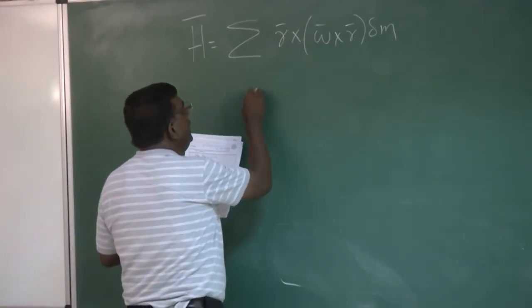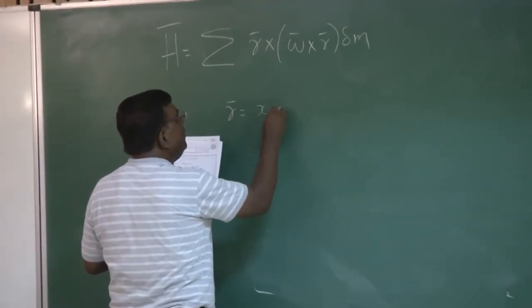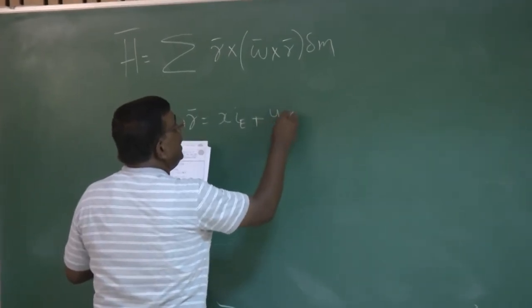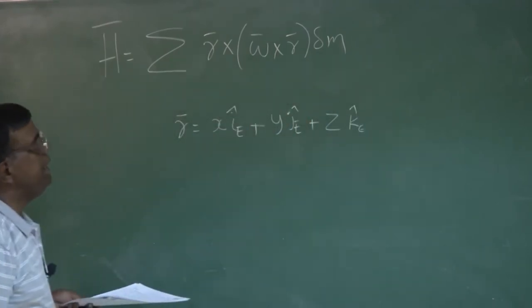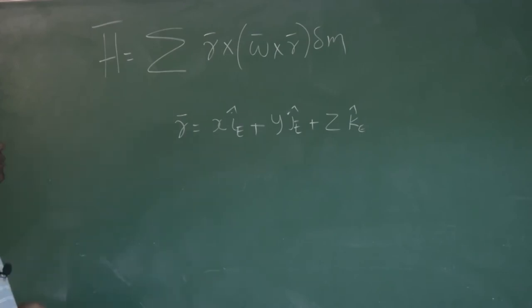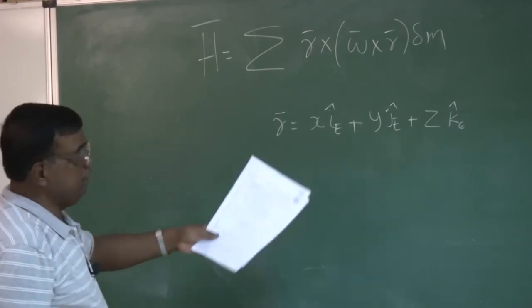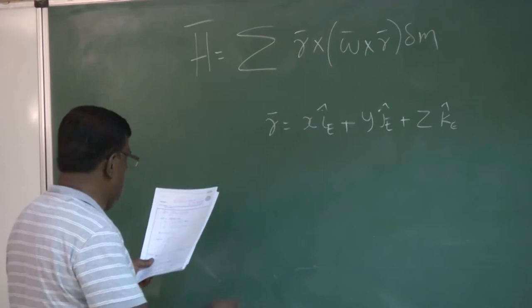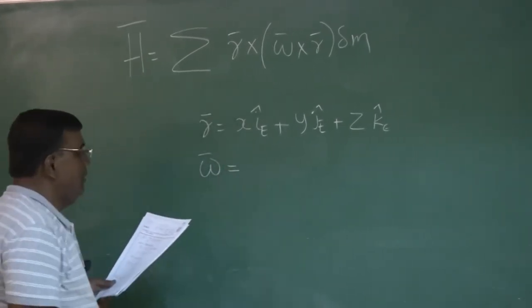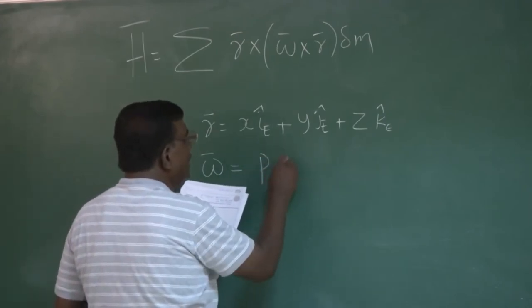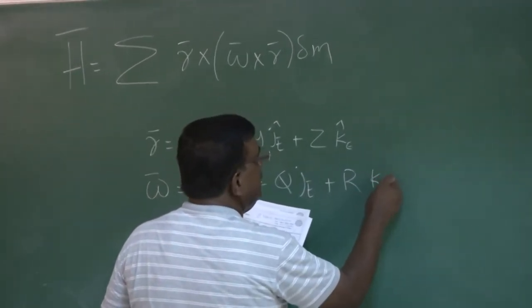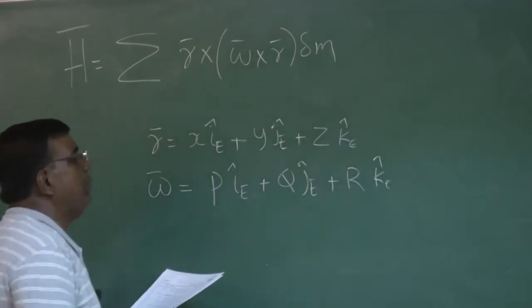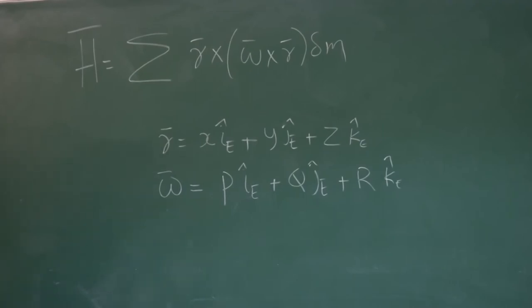So what I do, I write R as its components resolved along iE, jE, kE: x iE plus y jE plus z kE. iE, jE, kE are the unit vectors along the inertial frame XE, YE, ZE. So I'm resolving R, expanding R, with respect to the inertial frame. Similarly, I write omega, the rotational velocity, as P iE plus Q jE plus R kE. No problem. It is the angular velocity of the airplane resolved along the inertial iE, jE and kE axes.